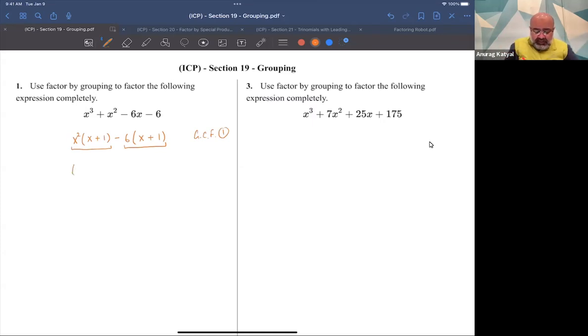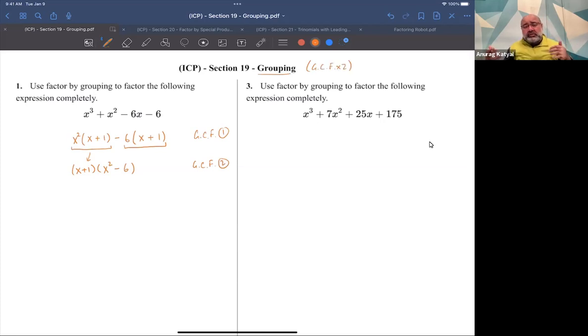Again, as we've done in the past, we factor the GCF first. We open parentheses immediately after, and then we divide the terms by the GCF. If you divide x squared times x plus 1 by x plus 1, you're left with x squared. Then you divide the term negative 6 times x plus 1 by x plus 1, and you're left with negative 6. And that's it. This really is that simple. Grouping is basically GCF times 2, or GCF done back to back.